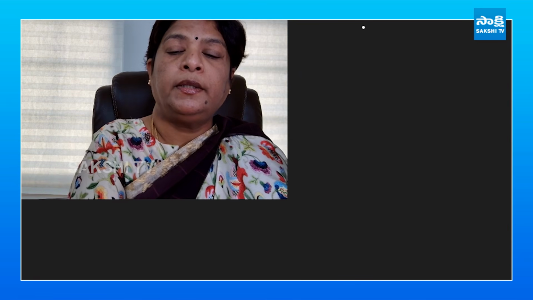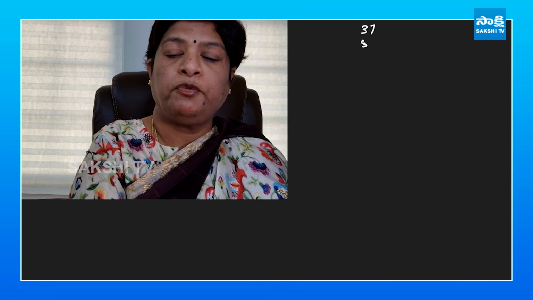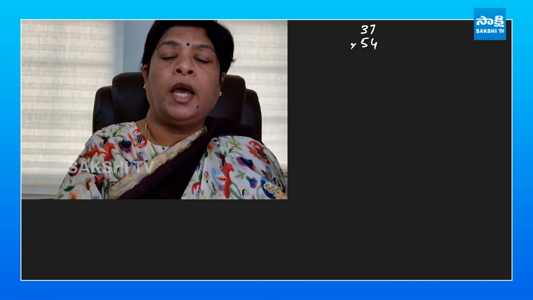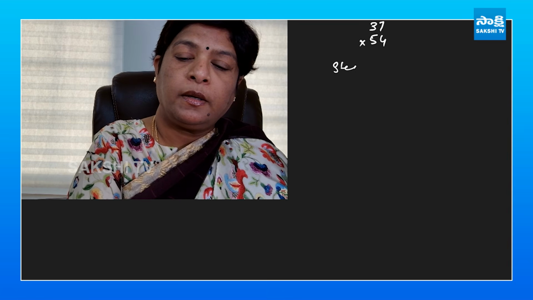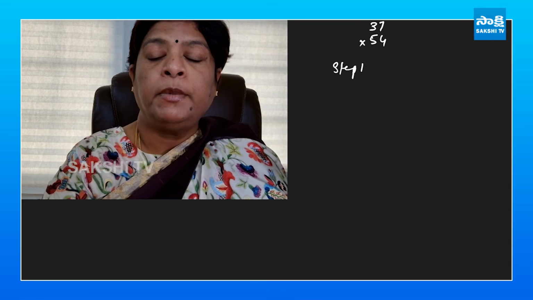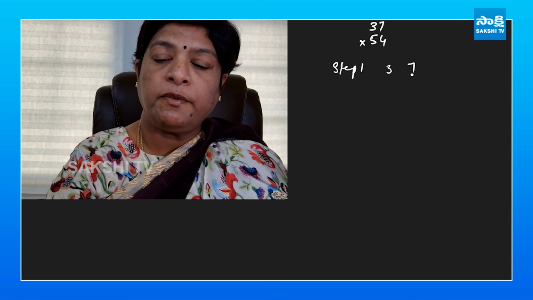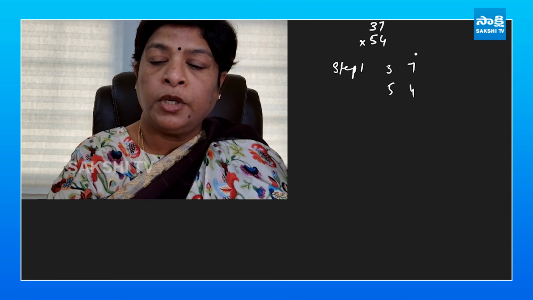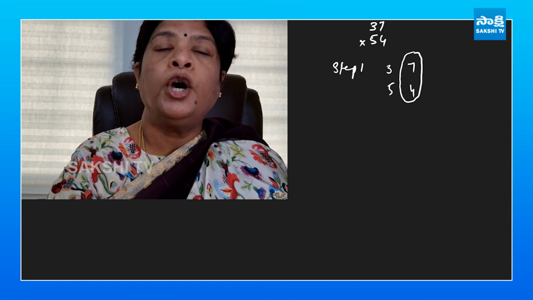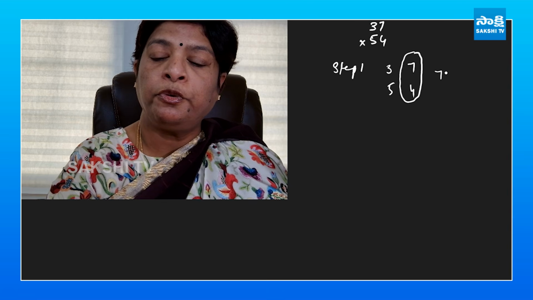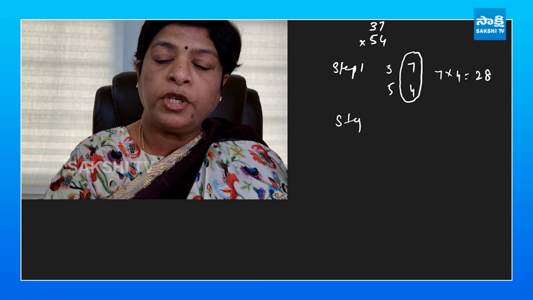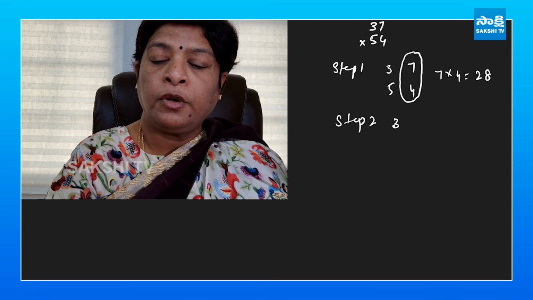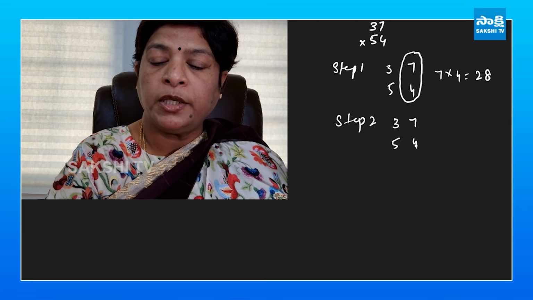Let's multiply 37 times 54. Applying the Urdhva Tiryagbhyam method, step 1, we are going to multiply the ones place digits, 3 7, 5 4. So vertical multiplication of the ones place digits. So 7 times 4 is equal to 28. Step 2, cross multiplication of the ones place digit and the tens place digit, after which we are going to add the products.